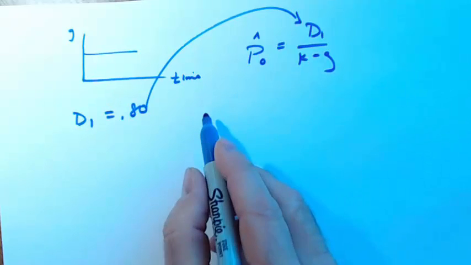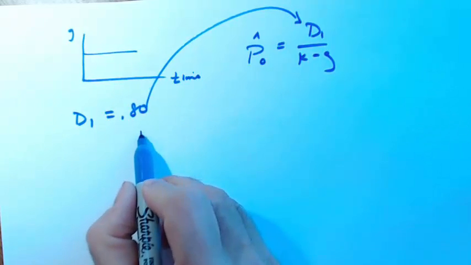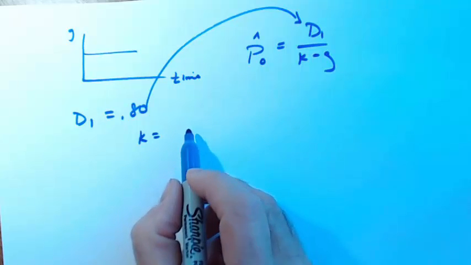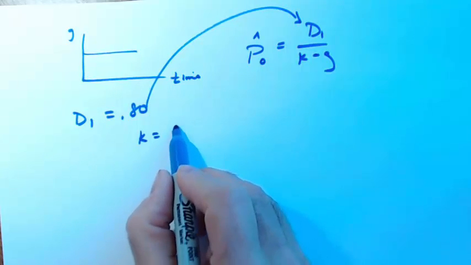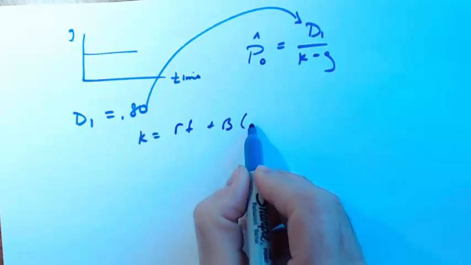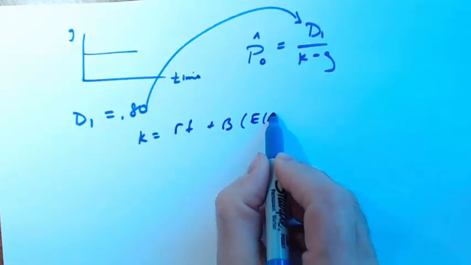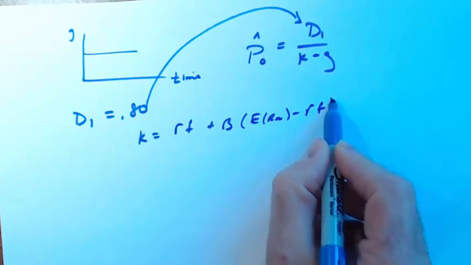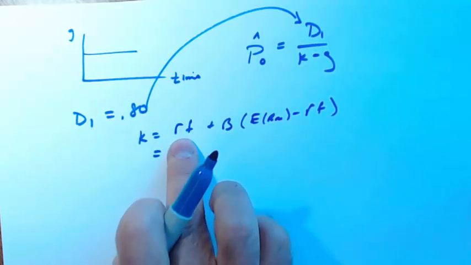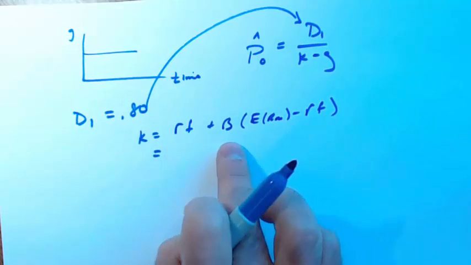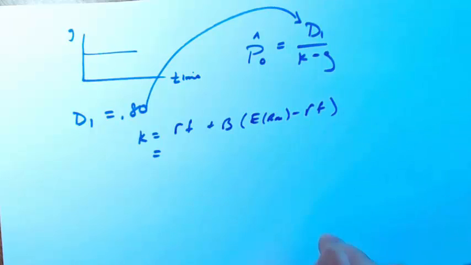Now let's look at K. K equals the risk-free rate plus beta times the expected return on the market minus the risk-free rate. The opportunity cost of money is the risk-free rate, and then beta measures the systemic risk. How much risk does this firm have?